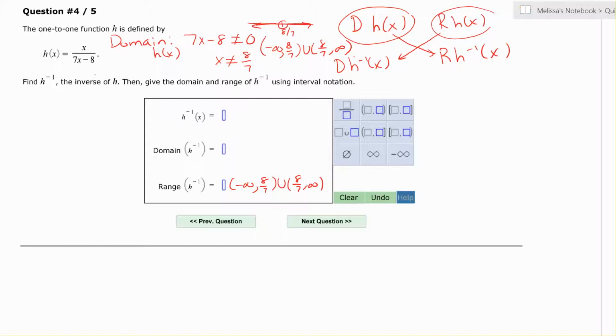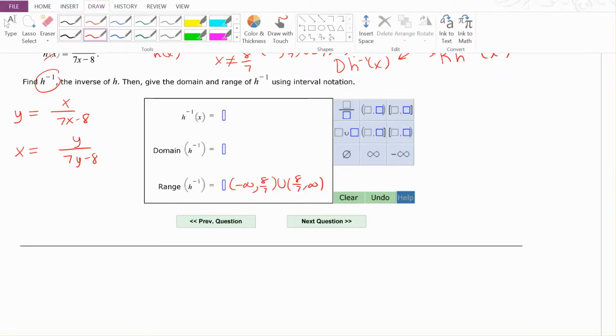The range of this function I can find by graphing, but graphing rational functions takes a bit of work. So I'm going to see if I can find the domain a different way. Let's go ahead and find the inverse of the function. We begin by replacing h of x with the variable y, and next I'm going to switch the variables. So x equals y over 7y minus 8. Now we want to solve this equation for y.